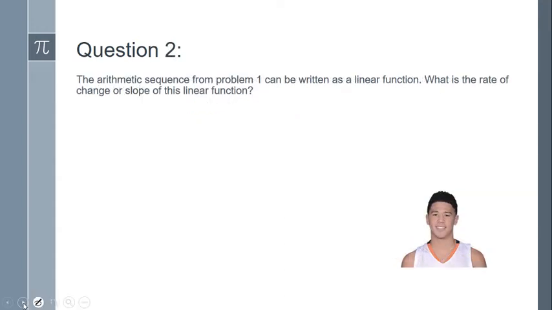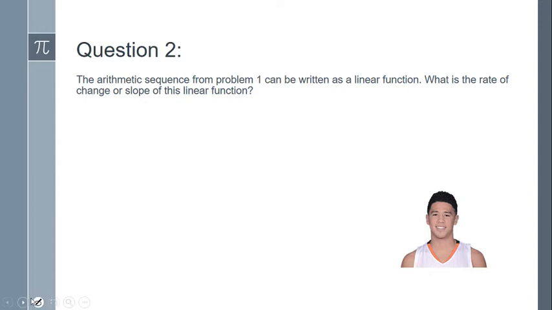All right, so the arithmetic sequence from problem 1 can be written as a linear function. What is the rate of change or slope of this linear function? All right, so we could go ahead and actually write out the explicit formula for the sequence if we wanted to. And then, since it really is analogous to the equation of a line in slope-intercept form, we could look at the coefficient for our input variable, n or x, whatever we decided to use, and bang, that would be the rate of change or the slope. But we don't have to do that, right? That would be more work than we need to do.